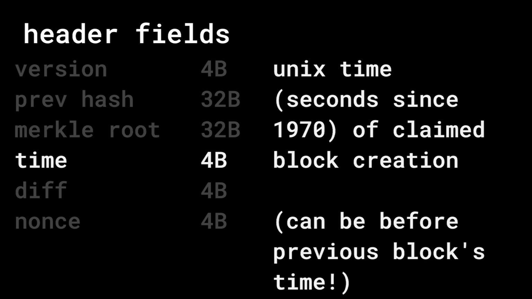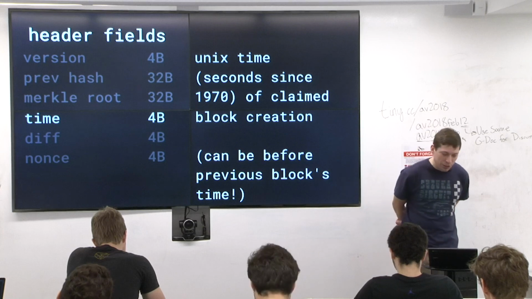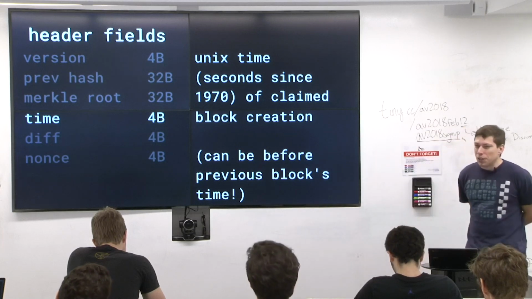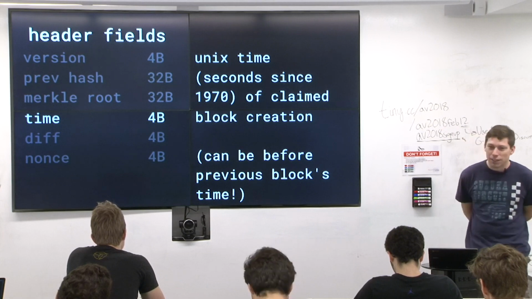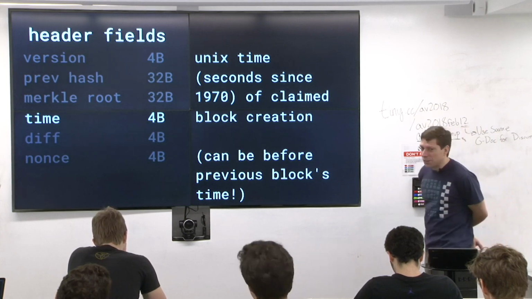Time is actually kind of complex. I'm not going to go into the whole thing right here. So far we haven't really talked about time. Does anyone know why we'd want time in these headers?